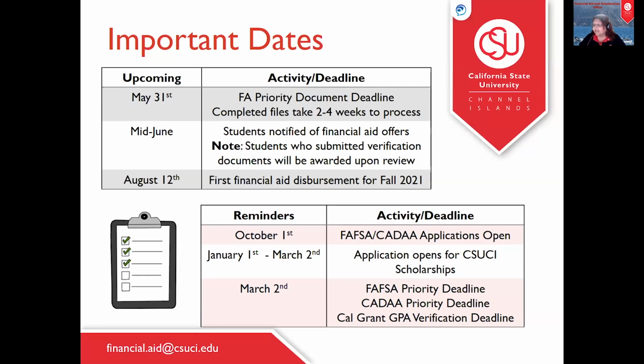January 1st through March 2nd is when the application opens for the CSUCI scholarships. If you don't have enough financial aid, the number one question you'll be asked by a counselor is, did you apply for scholarships? So we want to make sure that you apply to as many scholarships as possible. March 2nd is the FAFSA priority deadline, the CADAA priority deadline, and the Cal Grant GPA verification deadline. That's a very important deadline, March 2nd, so just make sure you make note of that.